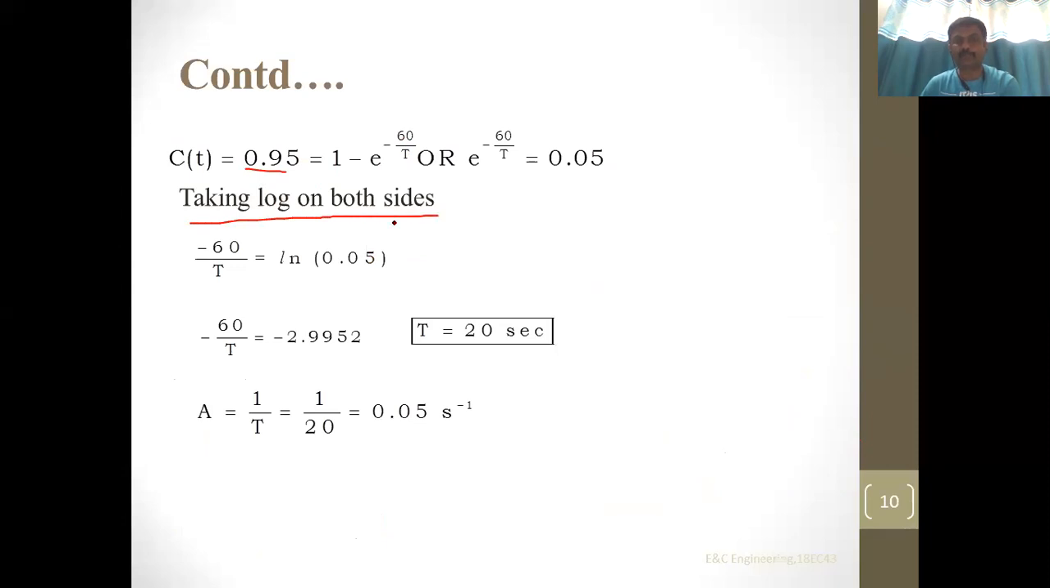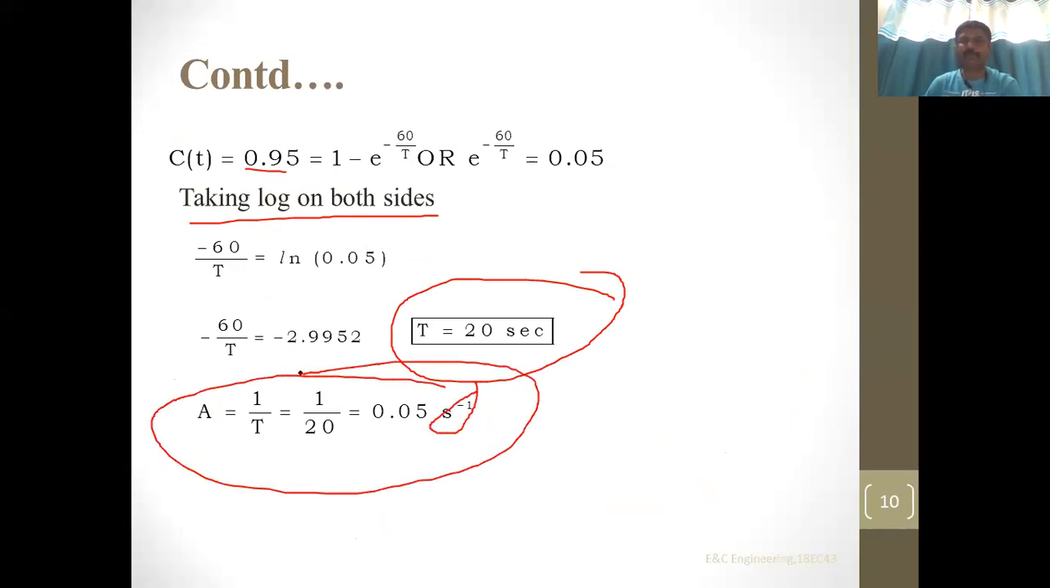Taking natural log on both sides. After simplification, look, this is 60 by T. Here T value comes to 20 seconds. But what is A? A is equal to 1 by T, that is 1 by 20, which is 0.05. This is the constant value.